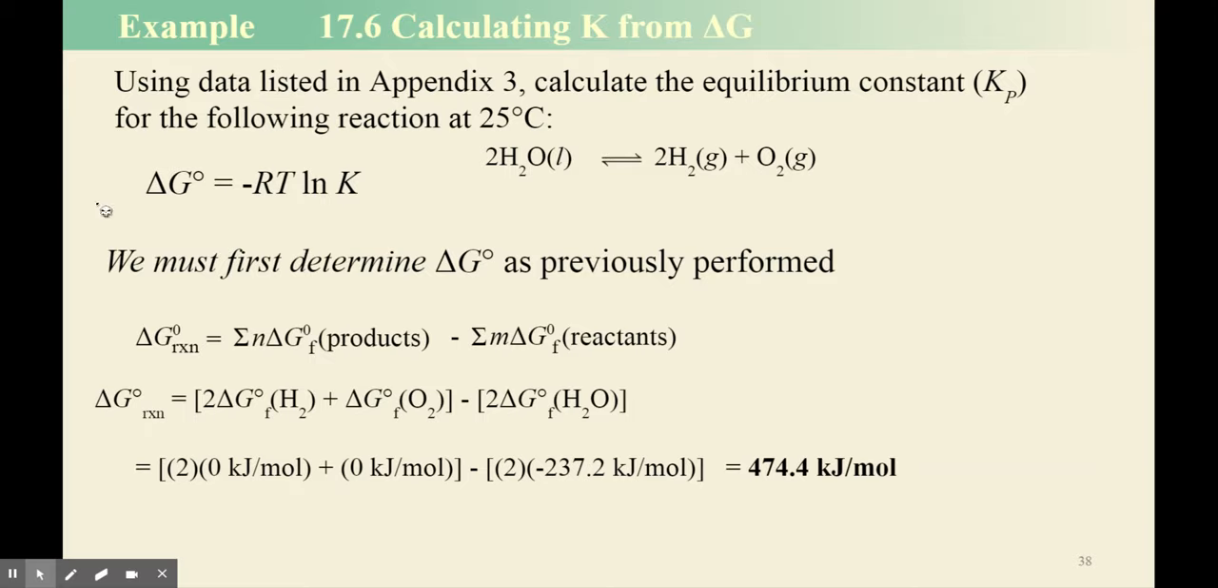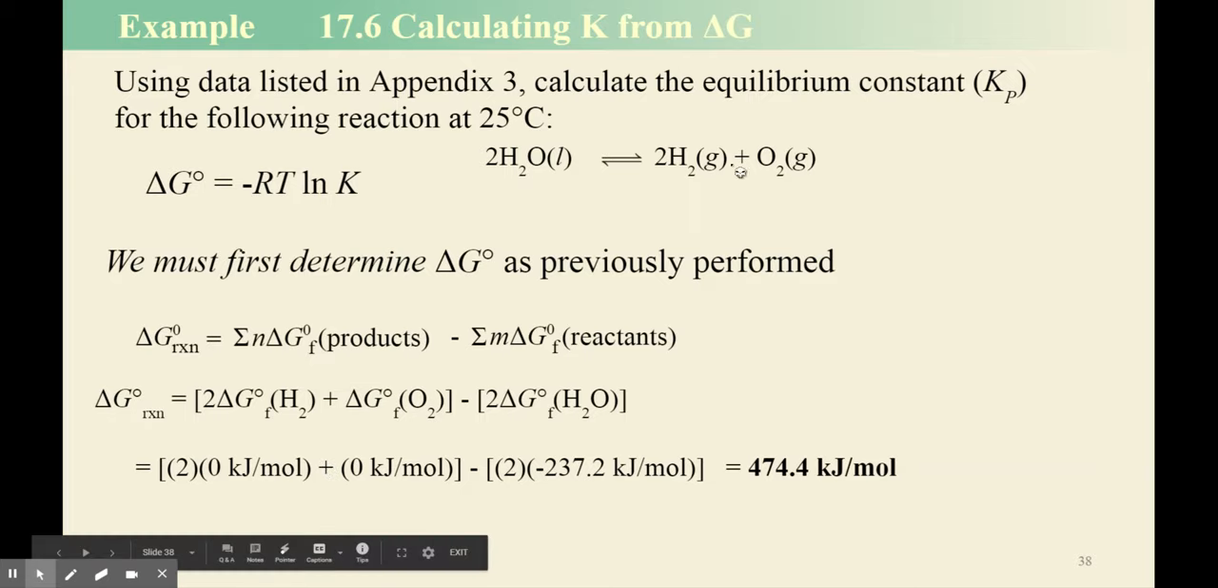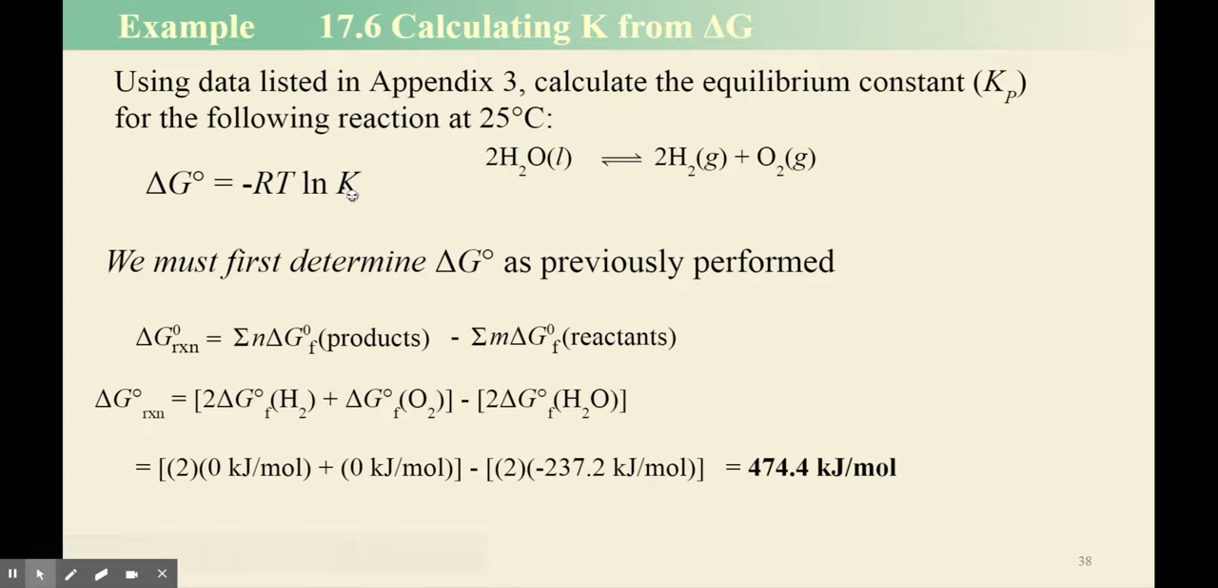And so, similar to a previous problem, we look up the values for hydrogen and oxygen, which are zero, and subtract the reactants, which was water times two, and we get positive 474 kilojoules per mole. Again, that positive tells us this was not a spontaneous reaction, but this is what we're going to plug in to our delta G. So again, we're trying to find the equilibrium constant.